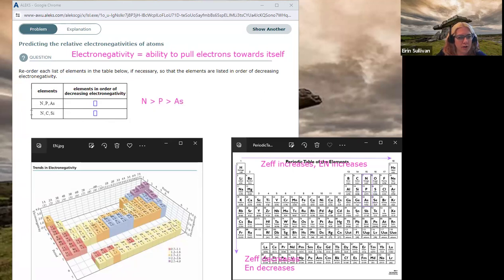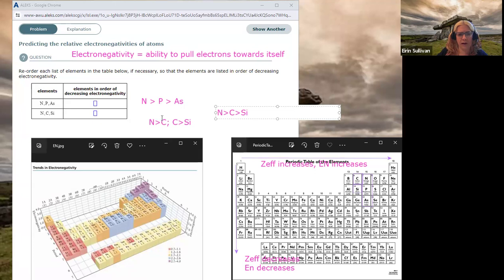Okay, so what about nitrogen, carbon, and silicon? Well, here's nitrogen, here's carbon, here's silicon. We might want to do a little relative order and then paste that together. We know that nitrogen is going to be more electronegative than carbon, because nitrogen's to the right of carbon. We also know that carbon is going to be more electronegative than silicon, okay? So we should be able to paste that together now. We can combine our findings to say nitrogen is the most electronegative, then carbon, and then silicon, okay?